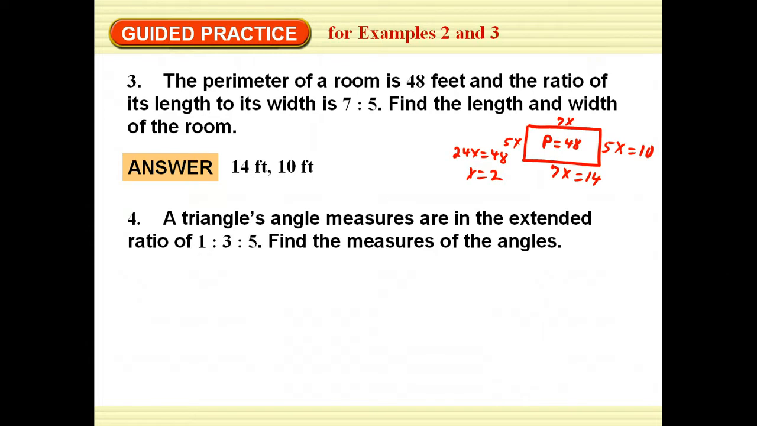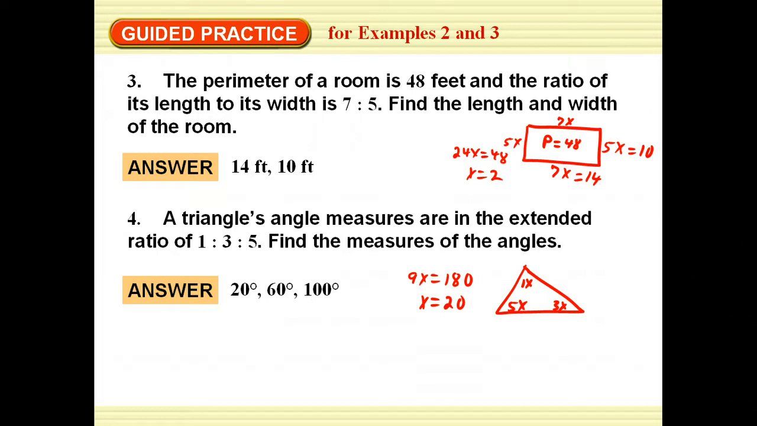For this one, it says a triangle's measures are in an extended ratio of 1 to 3 to 5, so I'll just draw a triangle. I'll make one of them 1x, one of them 3x, one of them 5x. We know that they have to add up, meaning 9x has to be 180 degrees. In this case, x is 20, so when I plug in, I see that I have a 20-degree angle, a 60-degree angle, and a 100-degree angle.